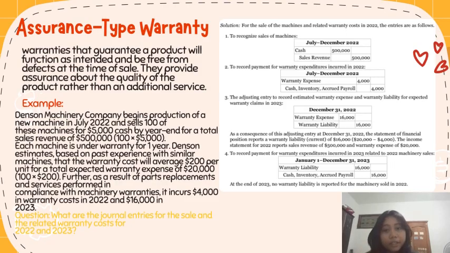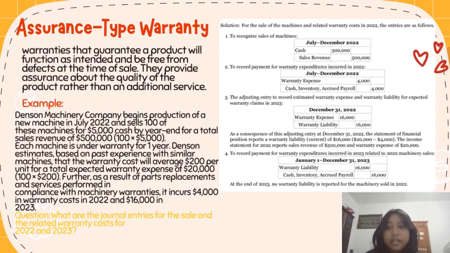Okay, we will move next to the material, which is the first type of warranty. The first one is the assurance type warranty. These are warranties that guarantee a product will function as intended and be free from defects at the time of sale. They provide assurance about the quality of the product rather than an additional service.